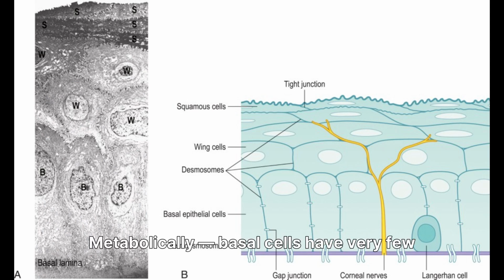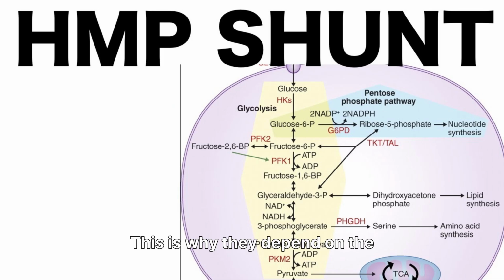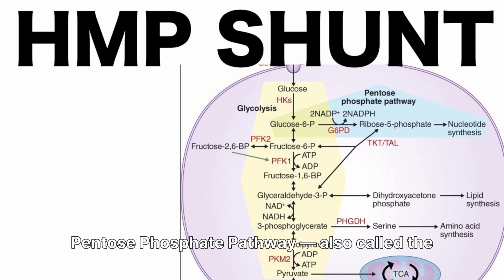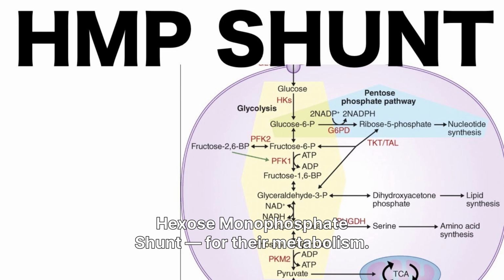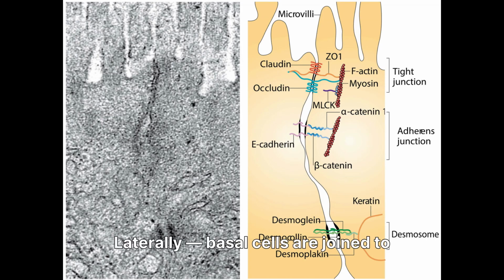Metabolically, basal cells have very few organelles like mitochondria and endoplasmic reticulum. This is why they depend on the pentose phosphate pathway, also called the hexose monophosphate shunt, for their metabolism. This is an important exam fact. Laterally, basal cells are joined to each other and anteriorly to wing cells by zonula occludens, tight junctions.